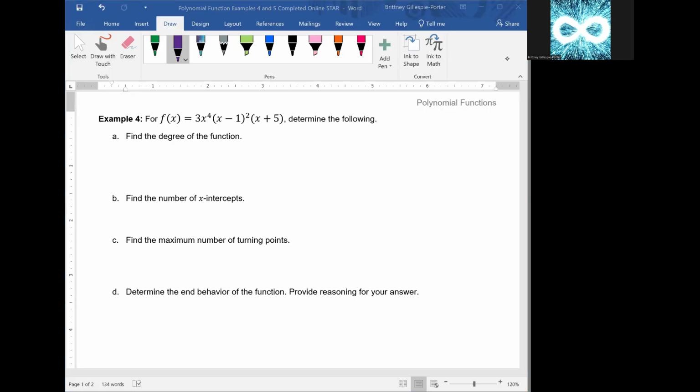Let's do some examples. So we have f of x is equal to 3x to the fourth times (x minus 1) squared times (x plus 5). We're asked to determine a bunch of the following characteristics about this function. We first have to figure out what type of polynomial we have. Here, because we have parentheses, we know that we have factored form, and that's going to come into play when we find the degree.